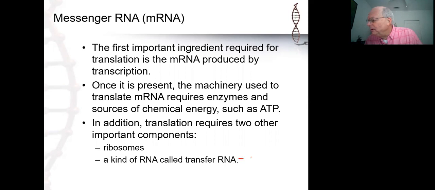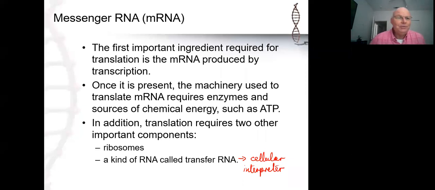So let me put this here. Because whenever you do translation, you need someone who speaks both languages and can therefore do the interpretation from one to the other. And in cells, it's the tRNA. It speaks the language of nucleotides because it is an RNA molecule, so it's built out of nucleotides. But it also speaks the language of amino acids. And when we take a closer look at tRNAs, you'll understand why.